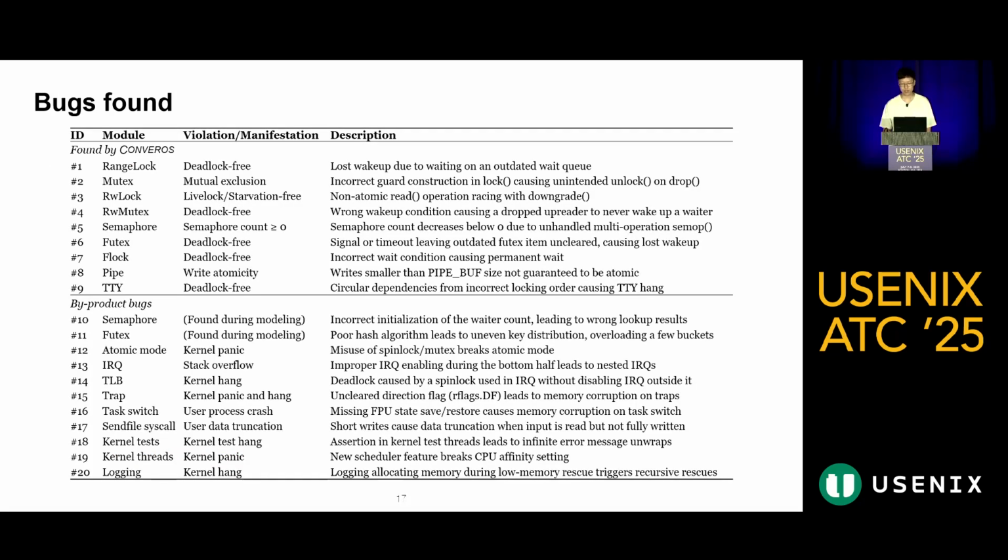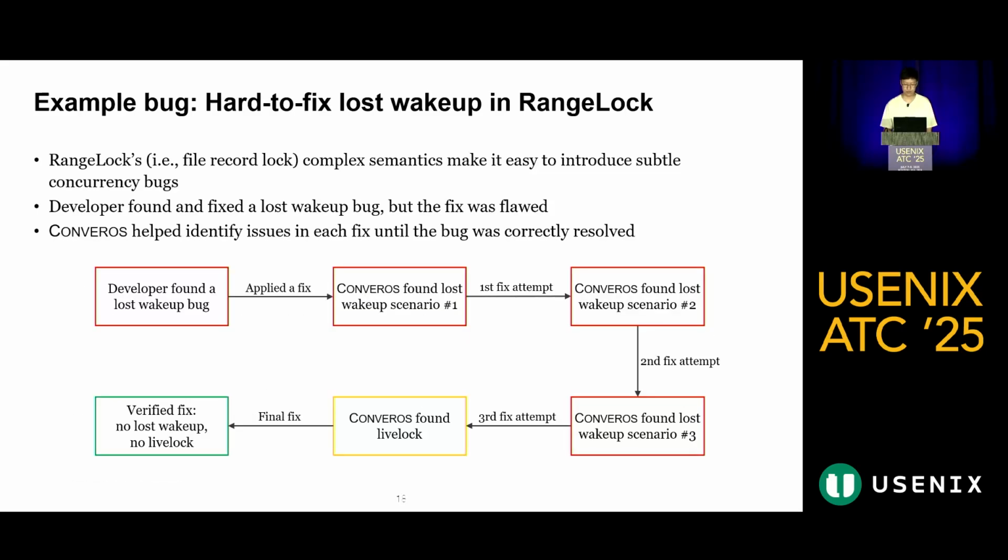This table summarizes the 20 bugs we found. The first group includes 9 bugs found through model checking, covering a range of concurrency violations such as deadlocks, livelocks, and the violation of mutual exclusion. The second group includes 11 byproduct bugs found during modeling or test case execution. These results demonstrate the effectiveness of Converos in uncovering deep and hard-to-reach bugs in OS concurrency code.